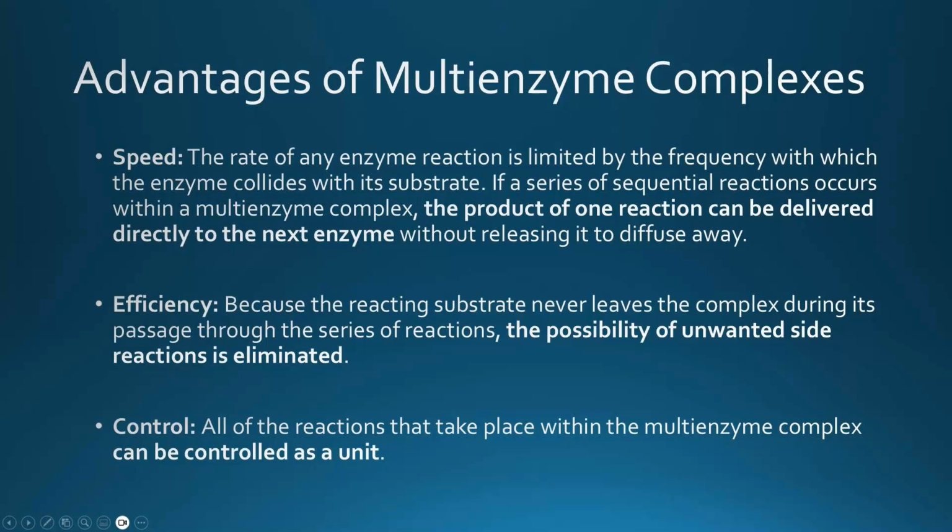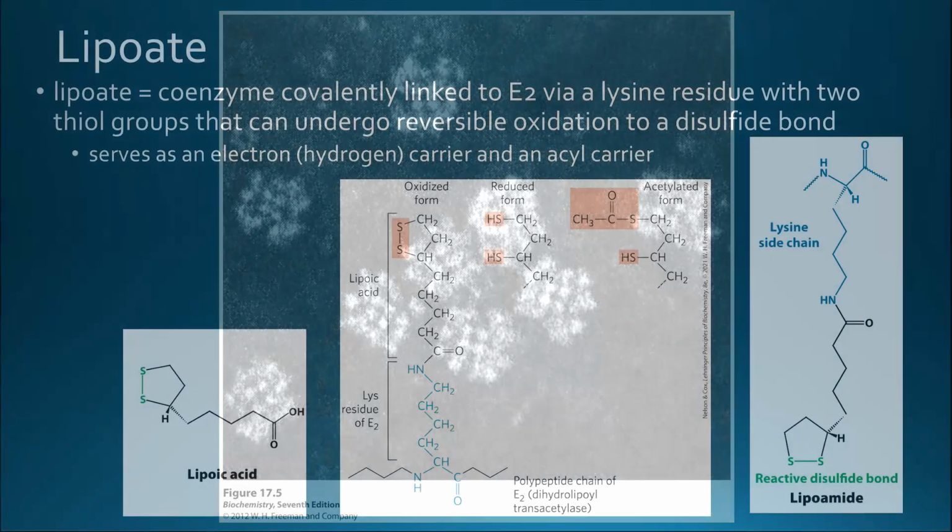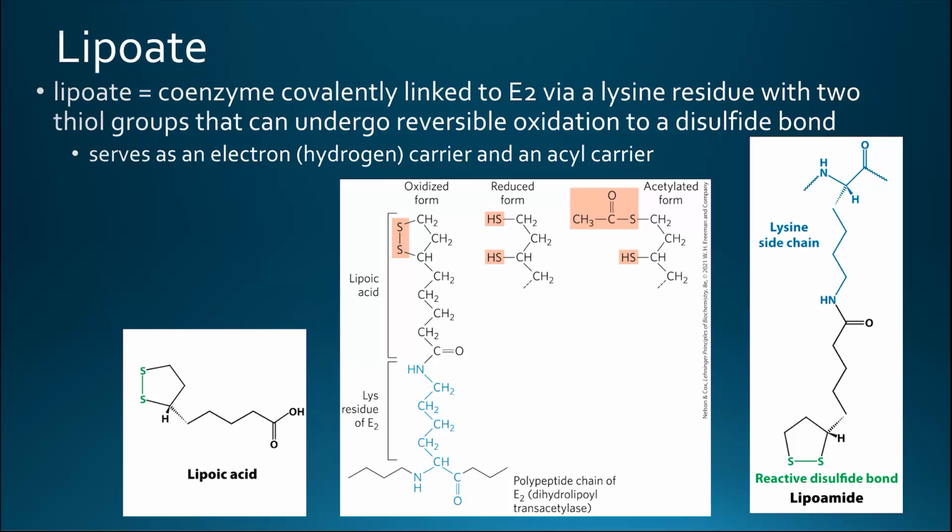Here you see some advantages of multi-enzyme complexes. I'll let you read those. Here you see an electron micrograph showing the pyruvate dehydrogenase complex with the enzymes all connected together, so you can relate one of these with this picture. In a class activity, you are asked to write the chemical reactions for each of the 5 steps.